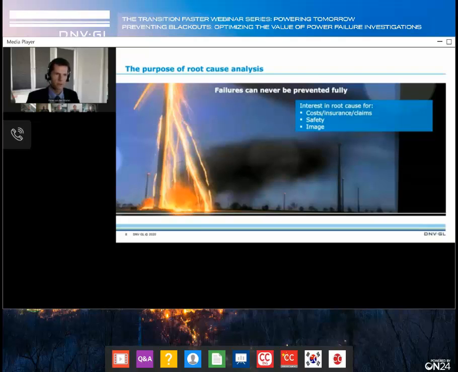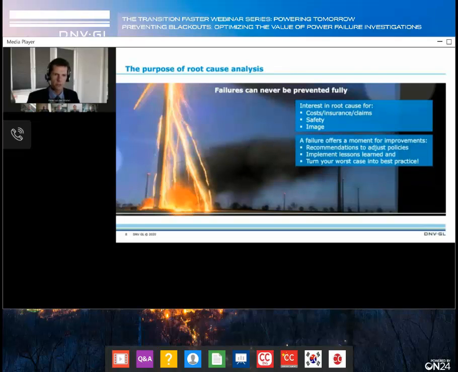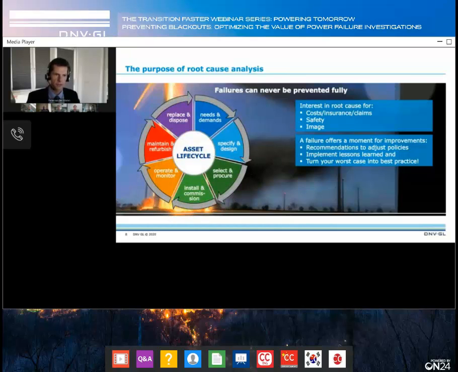However, failure also offers a crucial opportunity for improvement, to adjust policies for example, quality control or maintenance, but also for the technical side of both the component and the power system level. To explain this, we can look to the general asset life cycle, which you can see on the left. This goes from needs and demands via design, production, installation, operation to the end of life. And we often know that the idea is to learn while going around this circle in order to improve for the next time.